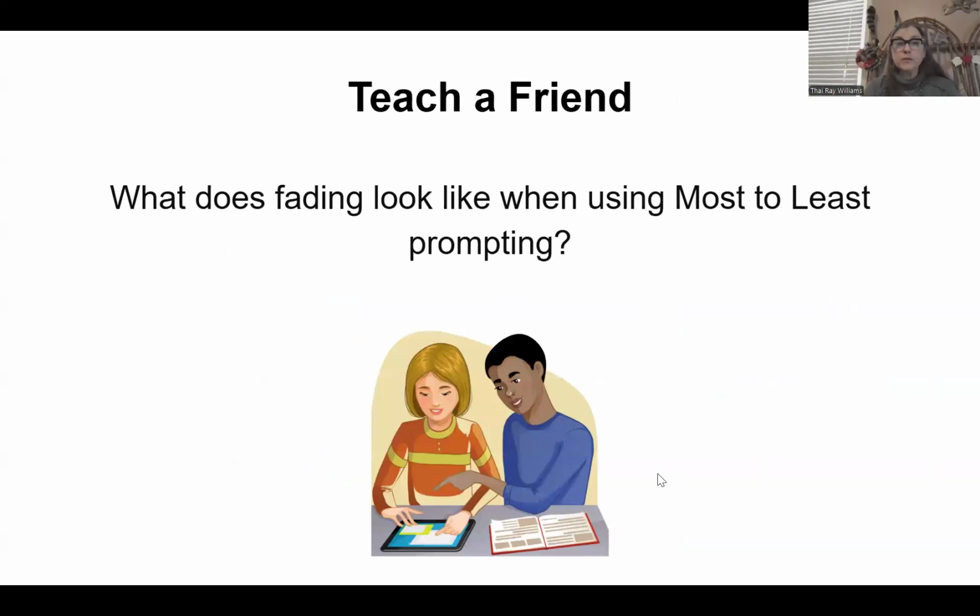So what I want you to do is stop the video, since we don't have a friend with us right now, and just do a quick write. Remember, this is 1 to 2 minutes maximum. I want you to write, what does fading look like when using the most to least prompting strategy? All right, go ahead and stop your video.